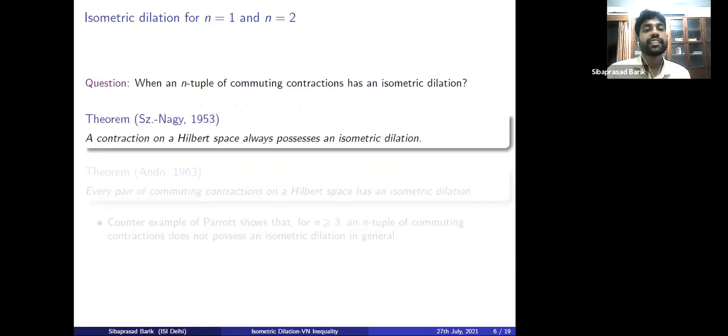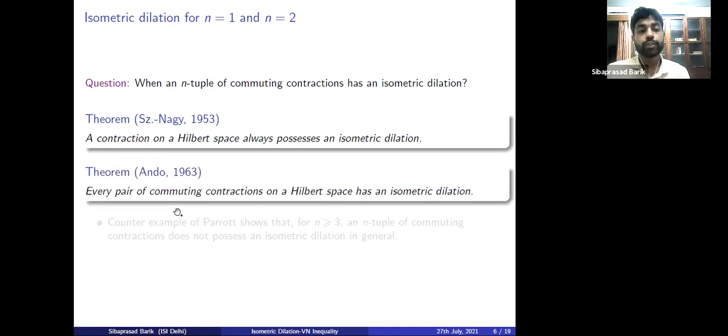Now the question is, when does an n-tuple of commuting contractions have an isometric dilation? In 1953, Nagy showed that a contraction on a Hilbert space always has an isometric dilation. That means if we consider a single contraction on a Hilbert space H, it has an isometric dilation. And due to Ando, every pair of commuting contractions T1, T2 has an isometric dilation.